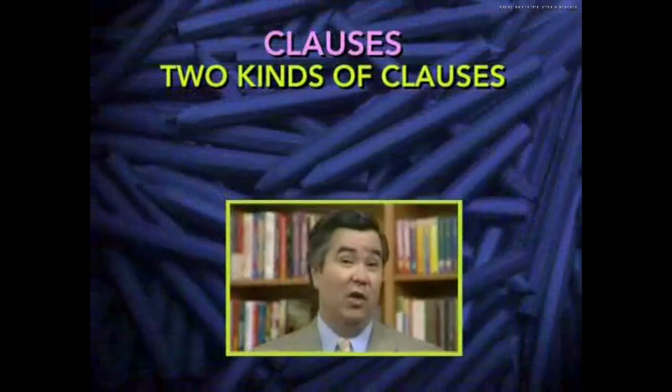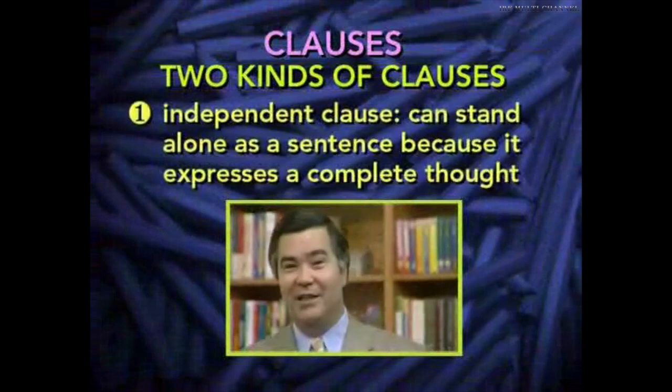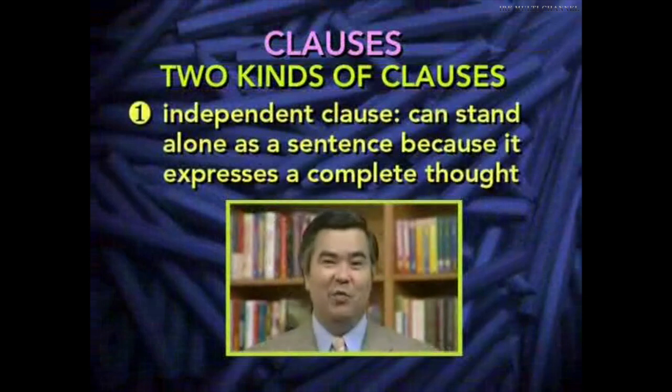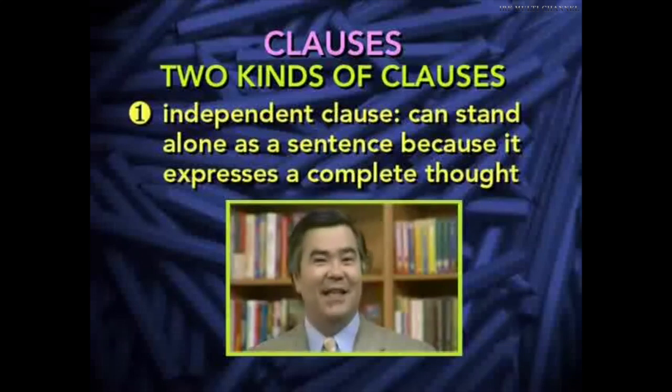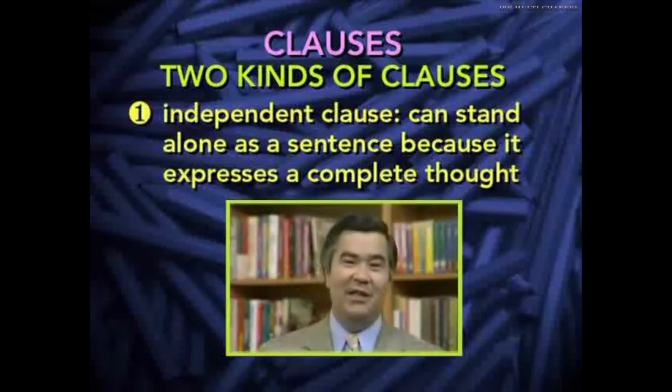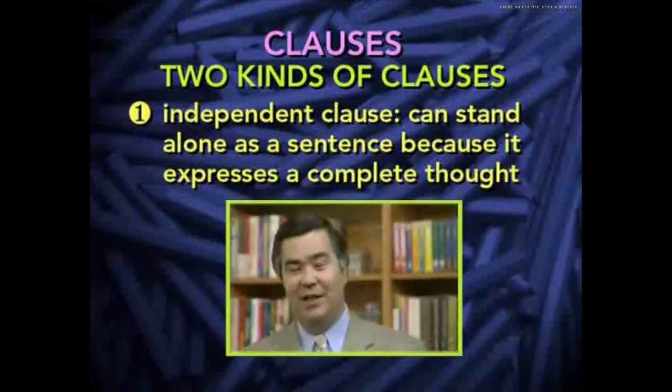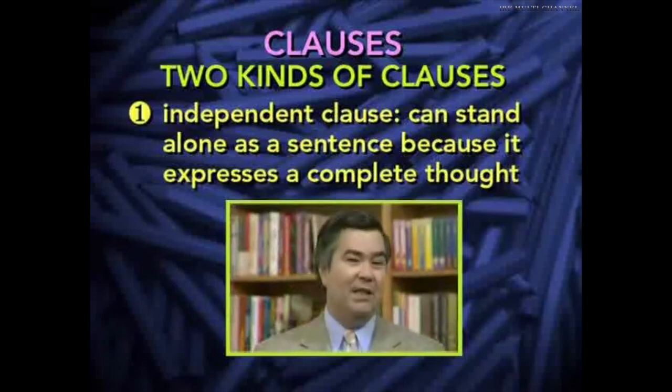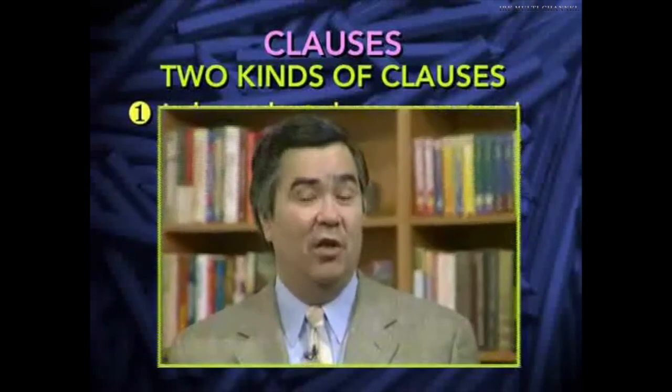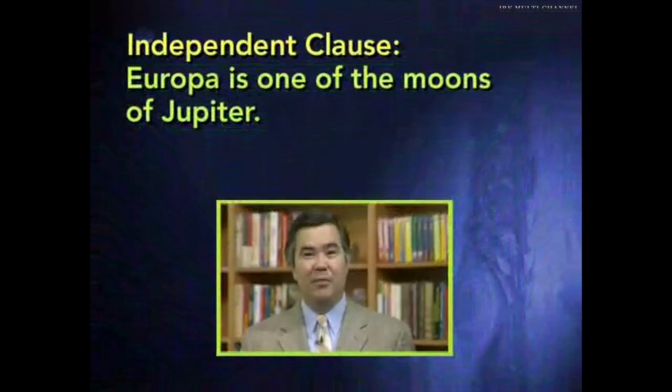The first kind of clause is an independent clause. An independent clause is one that can stand alone as a sentence. Why? Because it expresses a complete thought. You know the word independent means able to stand on one's own. When the United States became independent from the country that founded it, England, the United States was able to stand on its own. And an independent clause can stand on its own as a sentence. Take a look at this example.